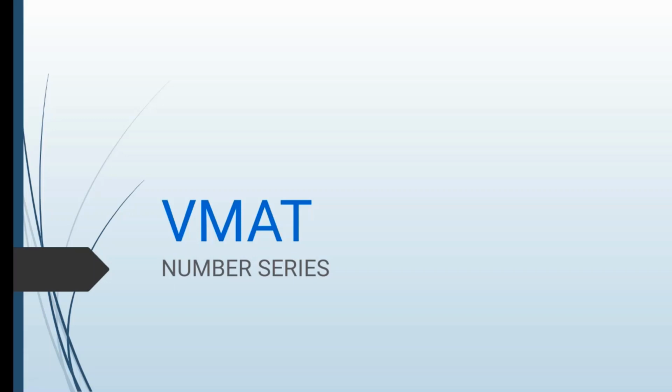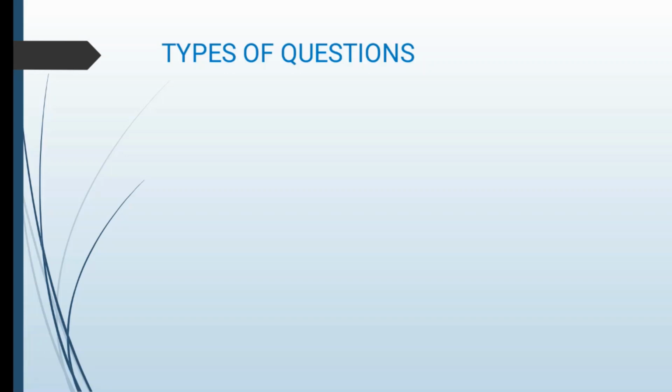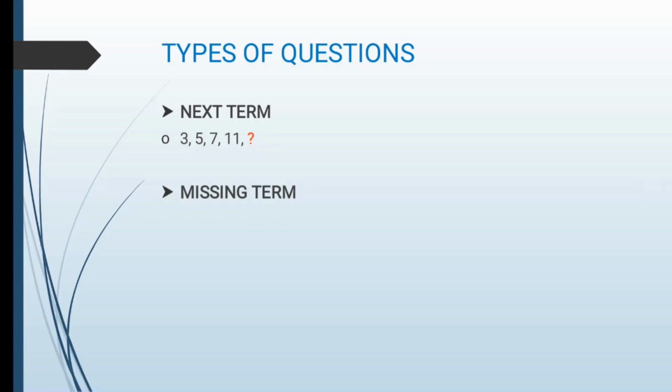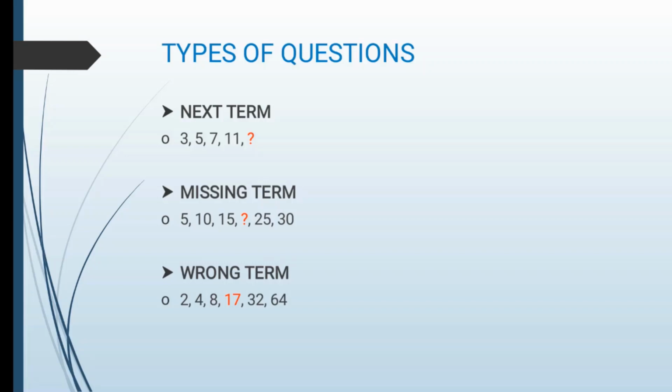Today our topic for VMAT is number series. In number series, basically three types of questions will be there. First type is next term. You will have to find out the next or the last term of the series, as you can see in this example. Now second type of question will be missing term. You will have to find out a missing term of a given series. And the third type of question is finding the wrong term. In the series, one of the terms will be incorrect as per the logic that is used, and you will have to identify which term, which number that is.